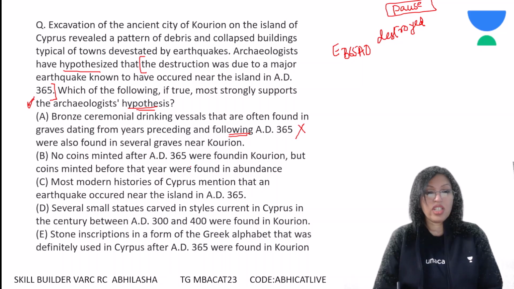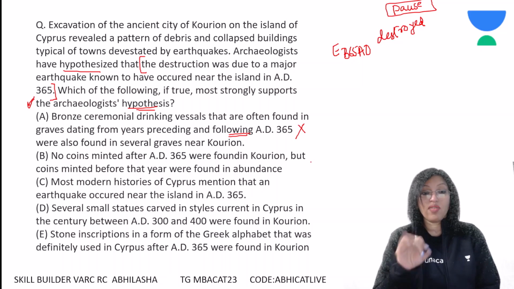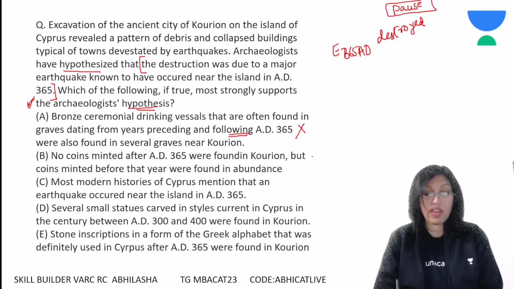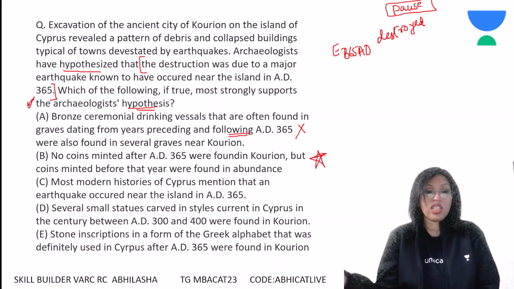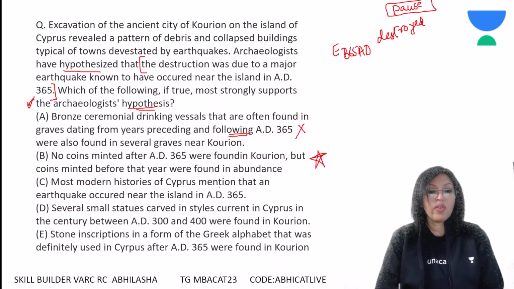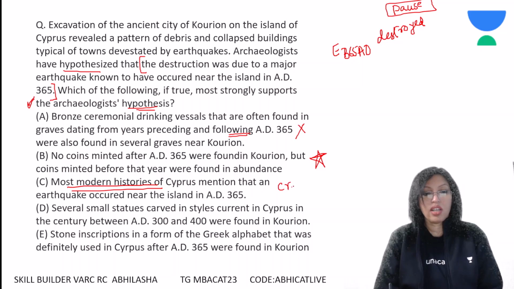No coins minted after 365 were found in Kurion, but coins minted before that year were found in abundance. So no coins that were found were minted after AD 365. This could help. This could say that after 365 nothing happened because the city was destroyed. Modern histories of Cyprus mention that an earthquake occurred near the island in AD 365. Okay, there are some modern histories mentioning it, but how do I know the credibility of these modern histories? This is a question. I'll put a star on this.